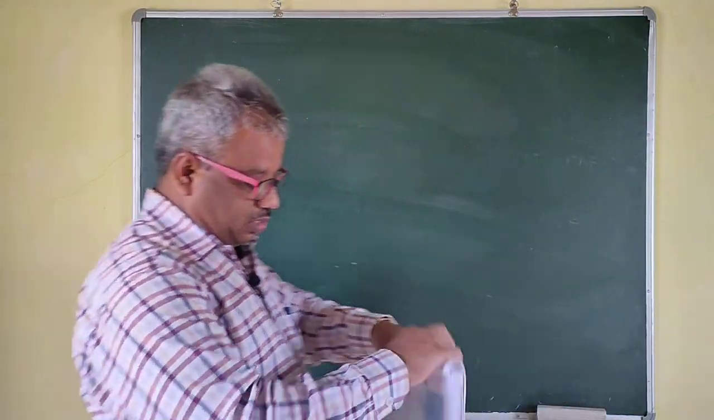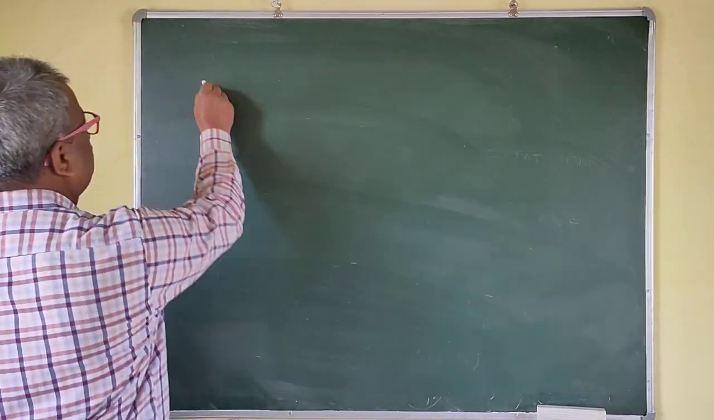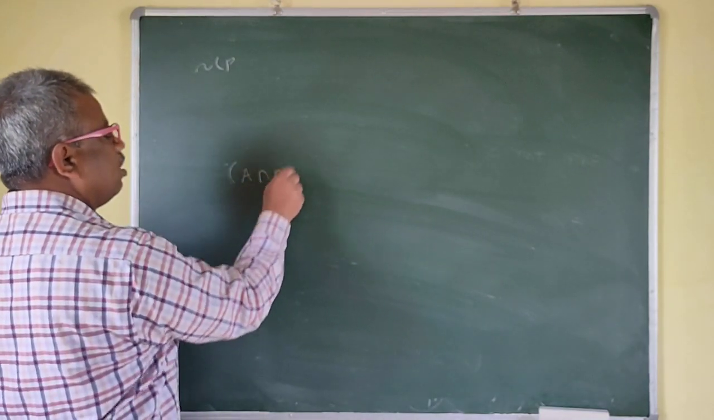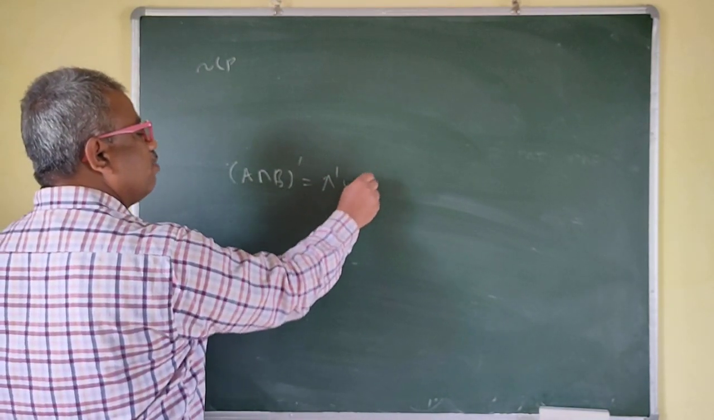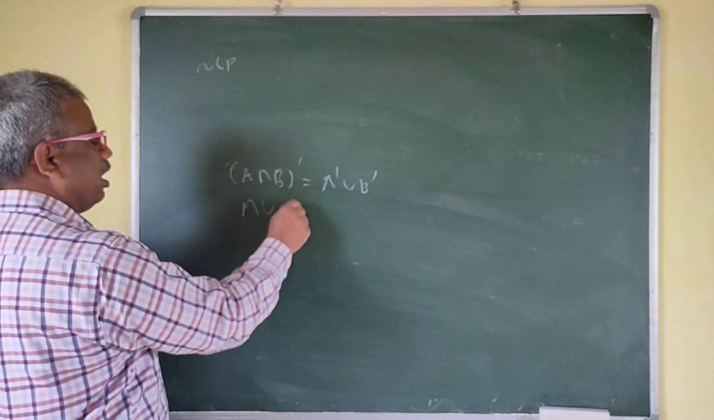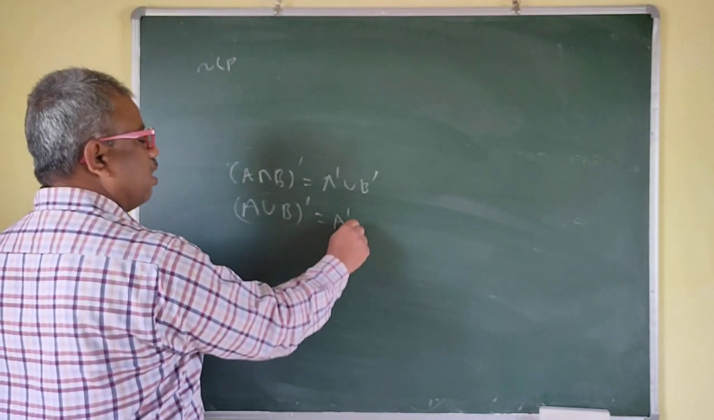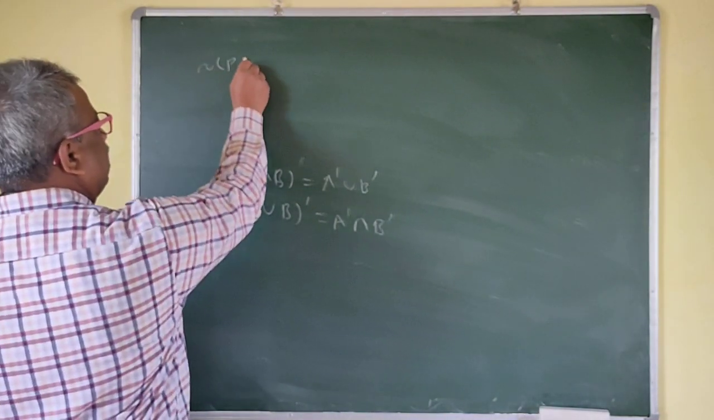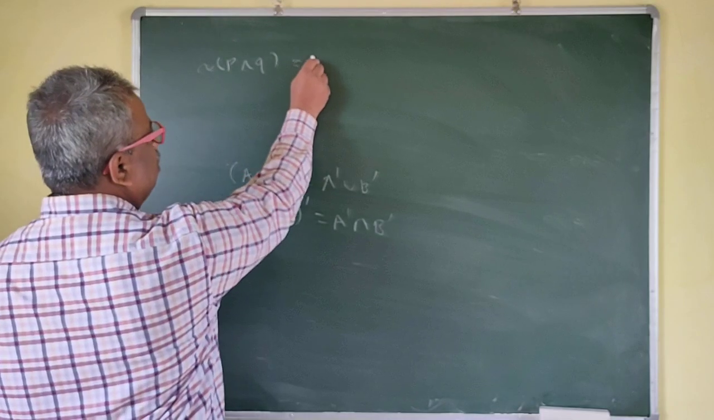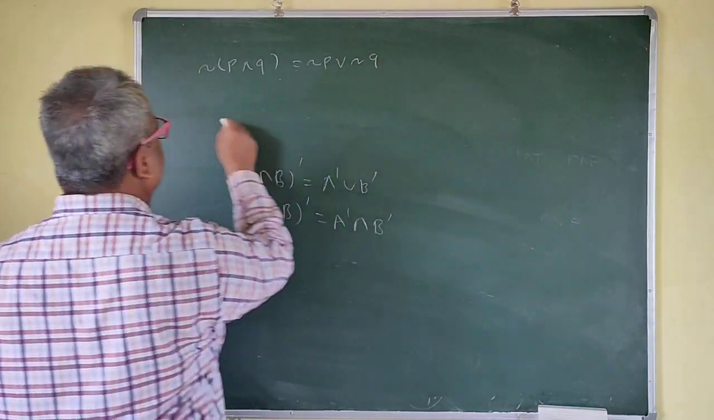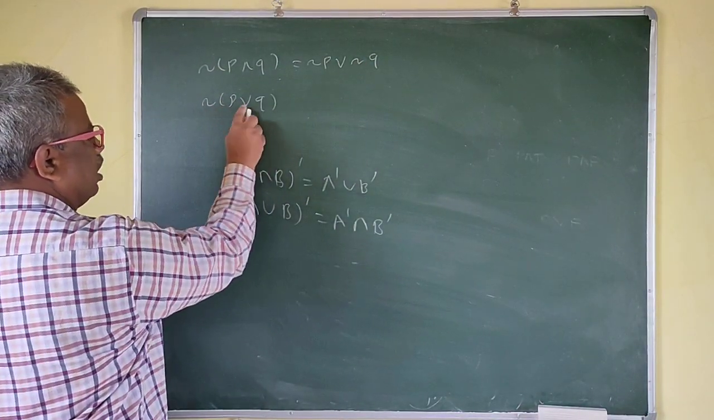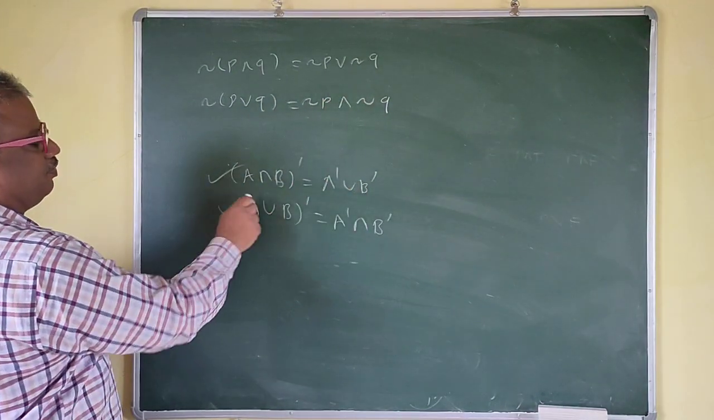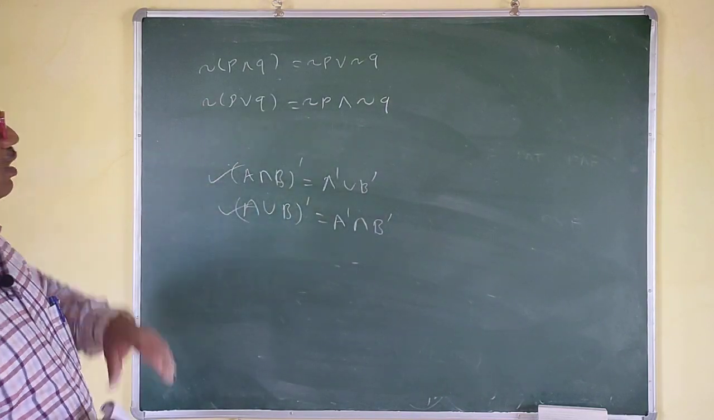You should remember this. Again, De Morgan's law. That means what? So we know that De Morgan's law for set theory: A intersection B complement is A complement union B complement, and A union B complement is nothing but A complement intersection B complement. These are the De Morgan's laws for set theory. And for here, negation of (P or Q) is negation P and negation Q. Just like this, right? This is De Morgan's law.